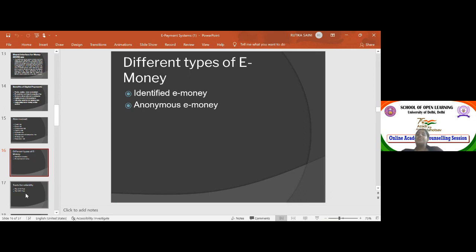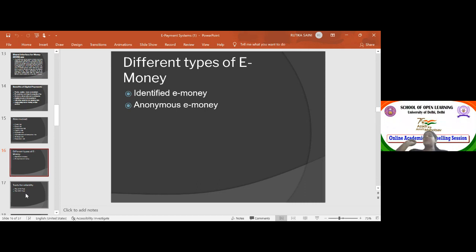We'll be talking about the different types of e-money. Different types of e-money. Firstly, we have the identified e-money, and the second type is the anonymous e-money. It is just like the normal cash and check. When a check is issued from one place to another, you can easily identify who issued the check, when it was issued, and to whom it is being issued. So every detail is shown on the check.